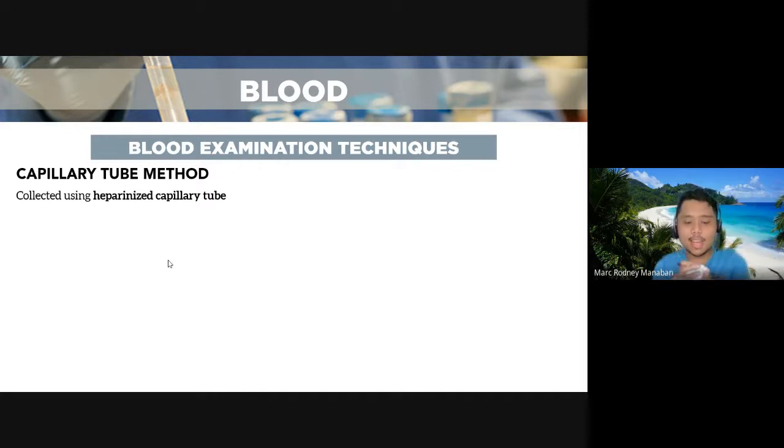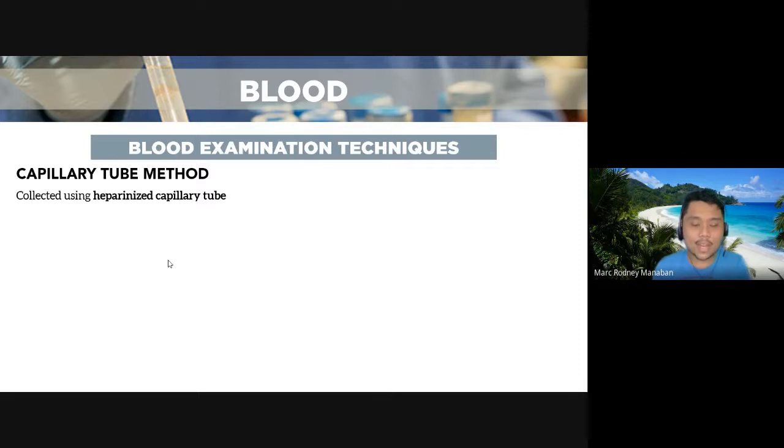In my previous sections, when I asked what color the tube is, their answer was green. At the back of my mind, I was shocked, but I believe they were thinking of a blood collection tube. If the question is about a blood collection tube and it is heparinized, it's of course green. But if it's a capillary tube, it's a red band. Okay, red band, very good.